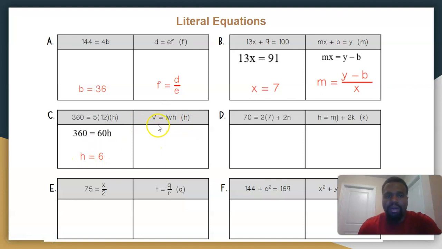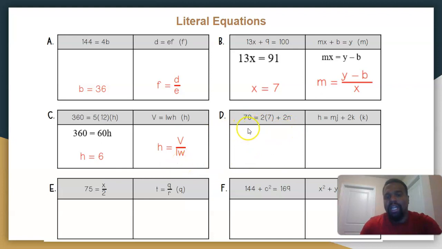When we look here, we've got V equals L times W times H. We want to solve for H. All of these represent multiplication, so to get H by itself, we just divide both sides by L and W. When we do that, we get H equals V over L times W.